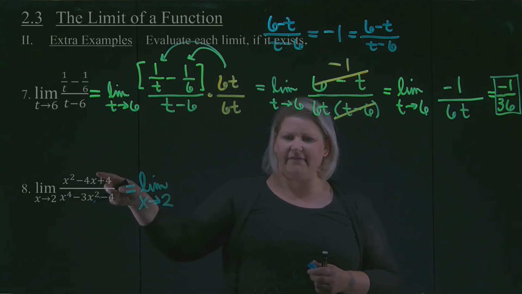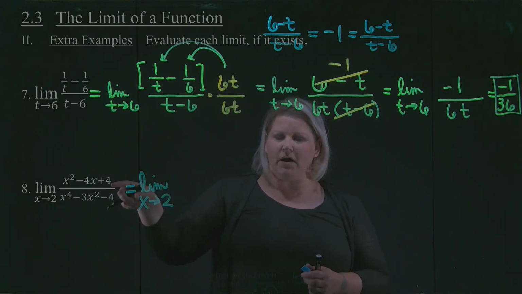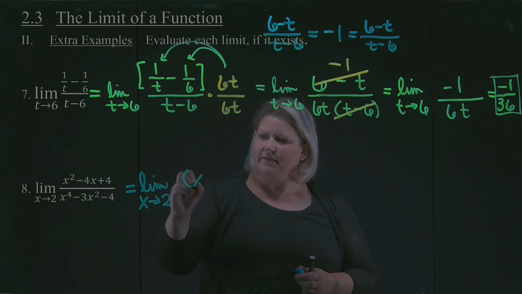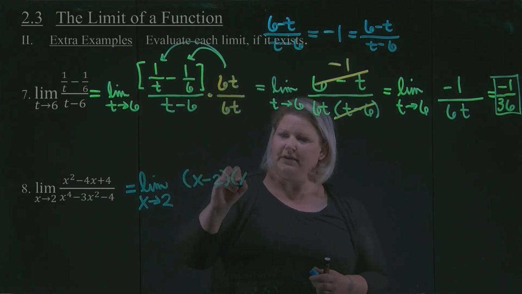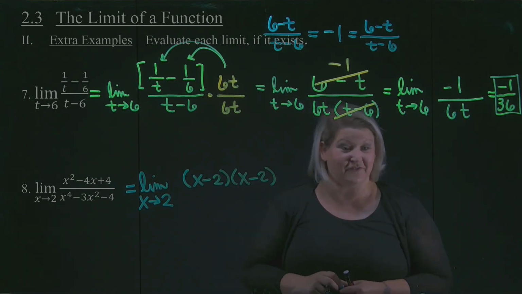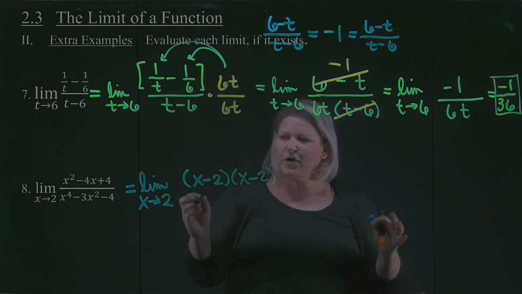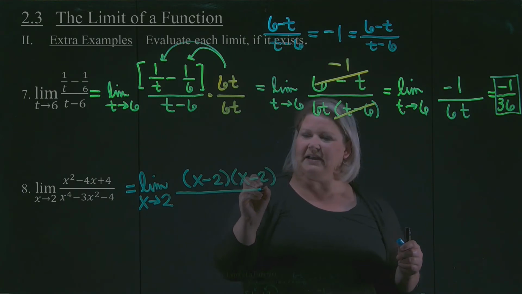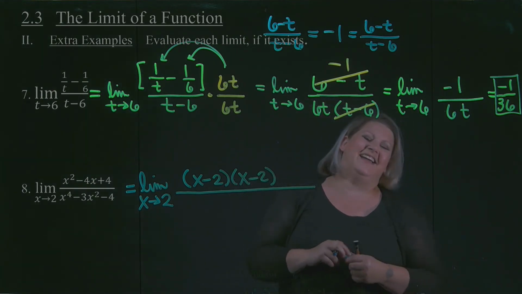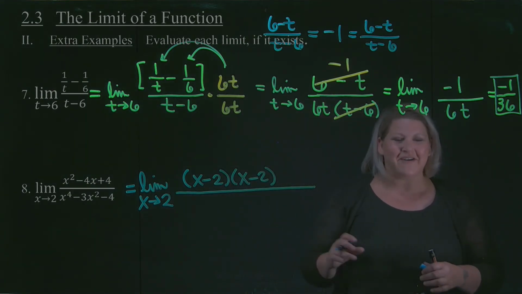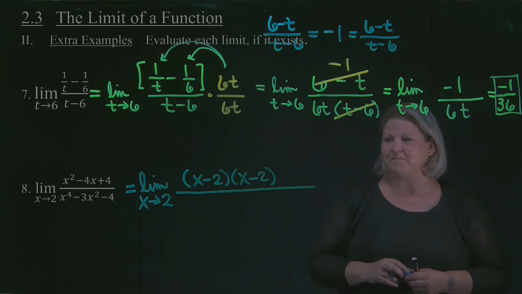Numerator, let's look at how that factors. What factors of 4 add to give me -4? That's going to be -2 and -2. So this factors into x minus 2 and x minus 2. I normally would write that as x minus 2 squared, but I'm going to cancel some things out.